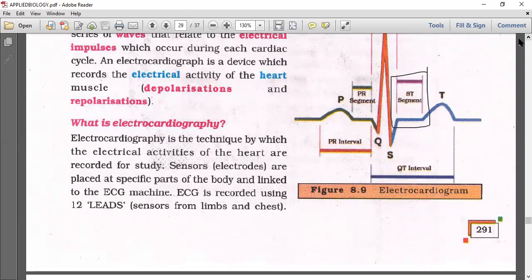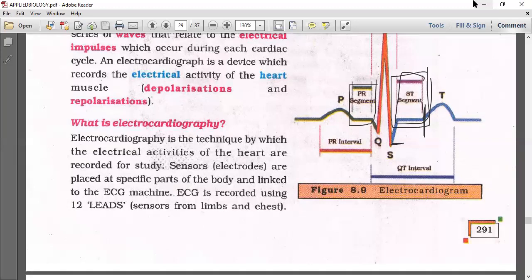In the same way, we have the PR segment also: the end of the P wave and the beginning of the Q wave. The time period between the end of the P wave and the beginning of the Q wave is the PR segment. The time period between the end of the S wave to the beginning of the T wave, we call the ST segment. Everything is there in the diagram, isn't it? If you are able to draw this diagram, that is over. That's all. It is so simple to say.